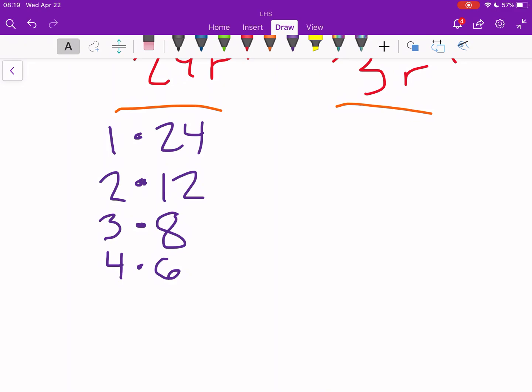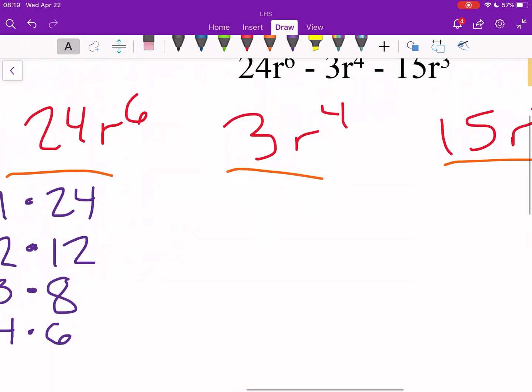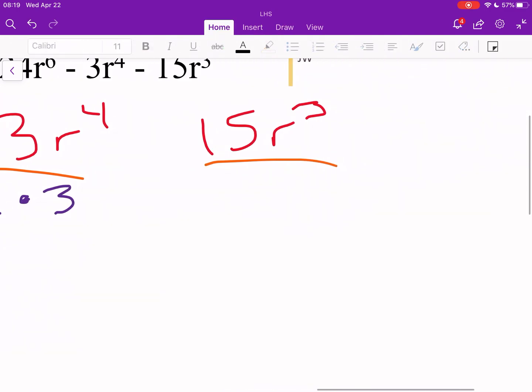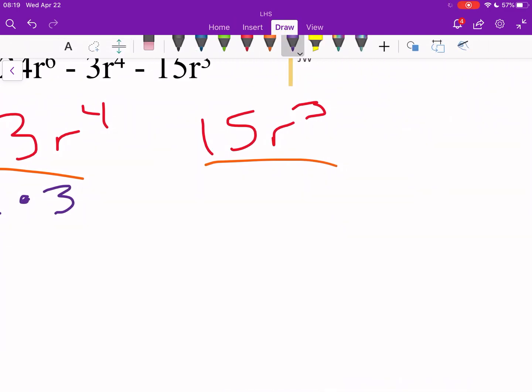Let's go ahead and move on to 3r to the power of 4. This one's a lot quicker. There are only 2 things that multiply to get 3: 1 times 3. So that one's quick. Scroll over to this guy here, 15. What numbers can I multiply to get 15 is the question. So I know I can do 1 times 15.